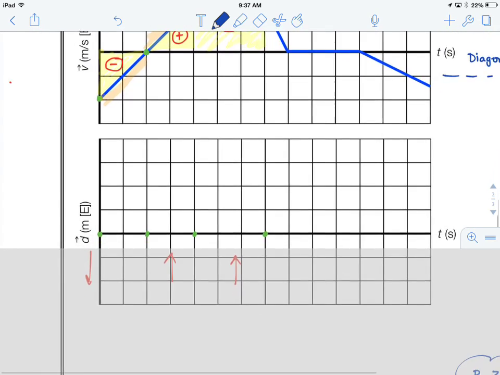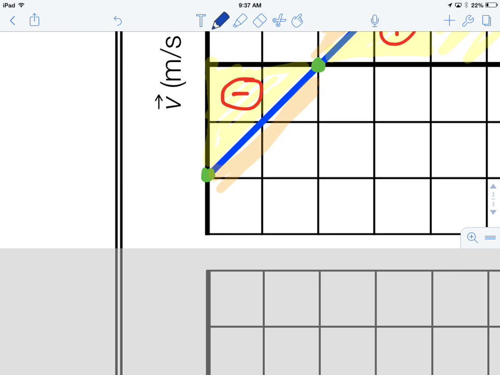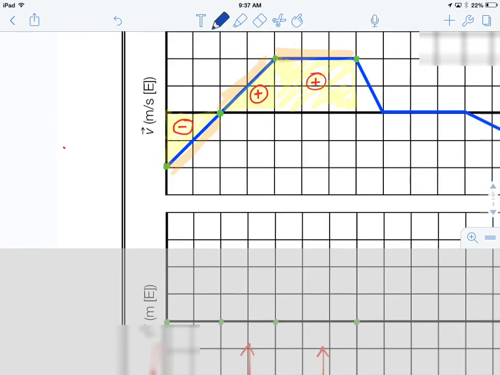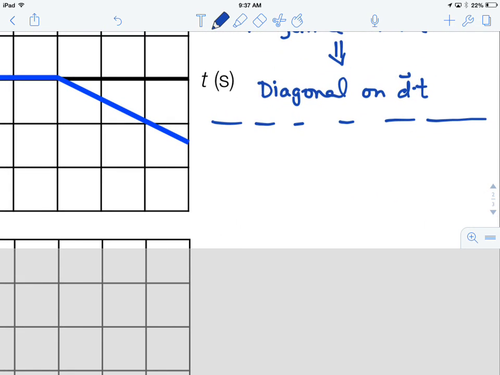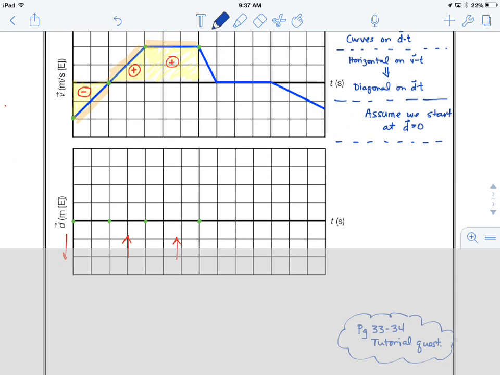Now we want to look at, okay, where do we start? First of all, we're going to assume a negative velocity at 0 time. We're just going to assume that this graph starts at a displacement of 0, and that's okay to do in this case. Assume we start at displacement equals 0. We've already got a dot there, and that's where we're going to start. And then what are we going to do? Do we start with a flat line? Do we start with a curved line? What do we start with?